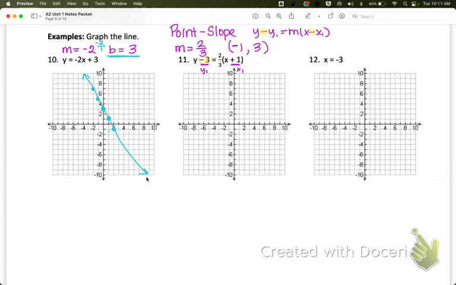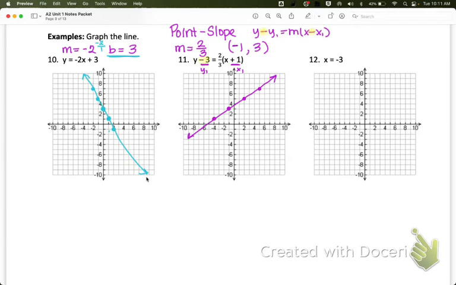Instead of starting at the y-intercept this time, I'm going to start at the point -1, +3. That's my starting point. And then from there, I'm going to use the slope. Rise 2, run 3. Rise 2, run 3. Or I can go in the opposite direction: rise -2, run backwards 3. However you want to do that. And so here is our line. That one was much straighter.